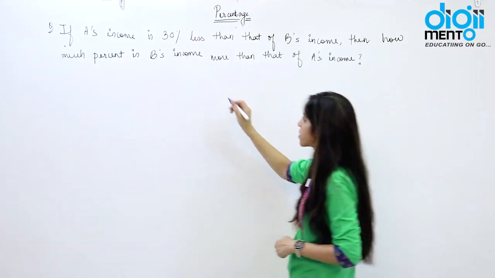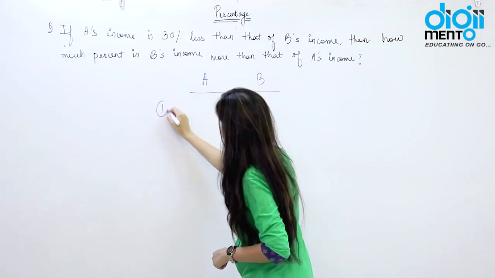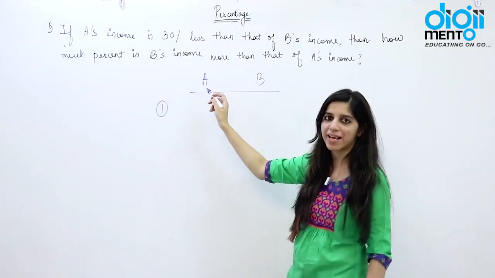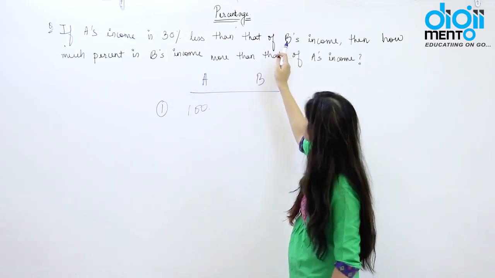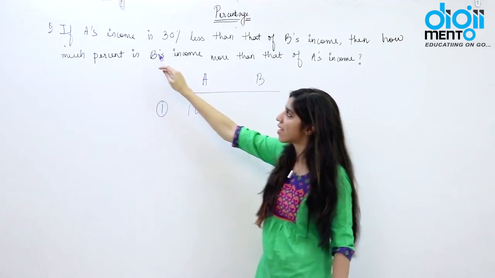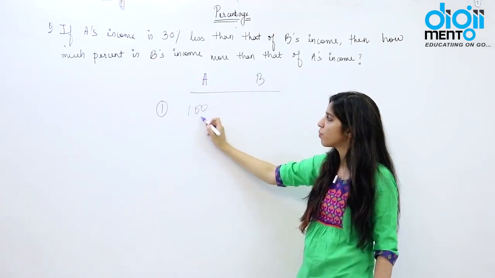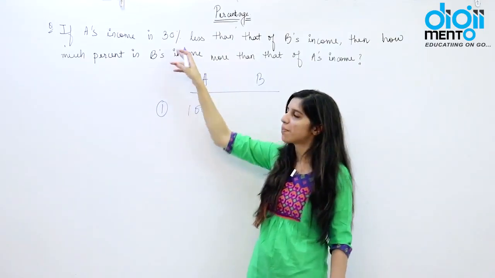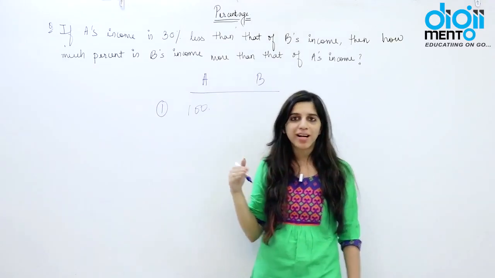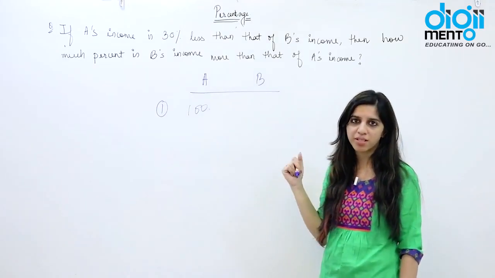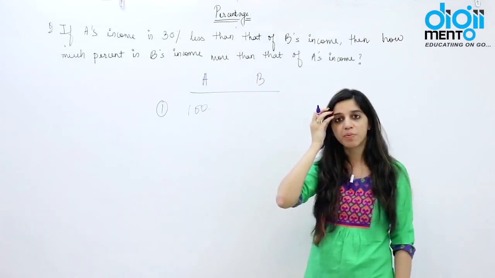See, you have two options. What are the two options? First option is, if you assume that A's income is 100, then what is going to be the salary of B? This A's income is 30% less than B. Why we are assuming 100 is because 30% of 100 is simply going to be 30, 50% of 100 is 50. So it makes it easier to work with percentages if one base value is 100. Then it is simple addition, subtraction.